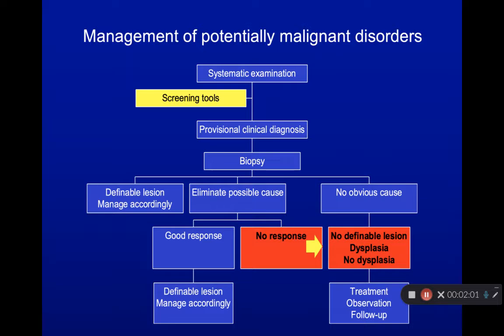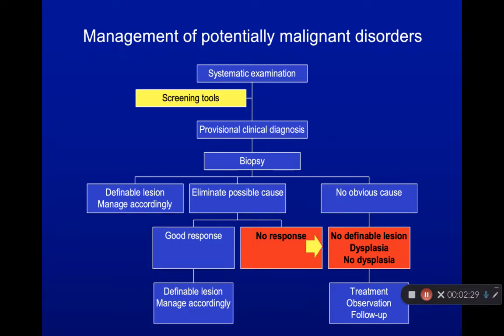Obviously then, what happens after the biopsy is dependent upon the biopsy findings. If it is a definable lesion, for example, if that white patch is lichen planus, well, then you can manage it as lichen planus. If there is no definable lesion, but perhaps there is a suggestion of a cause, let's say that the white patch is more thought to be traumatic in origin, you could eliminate the cause and see if that then deals with the problem.